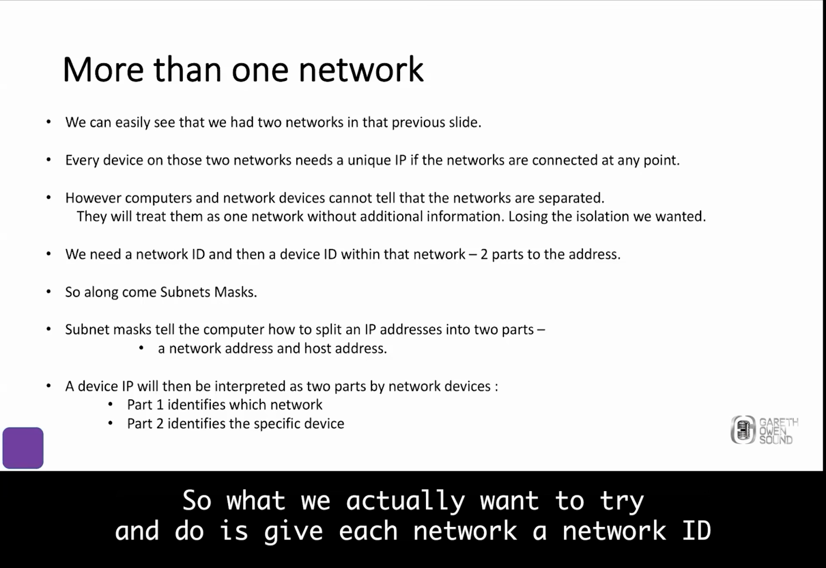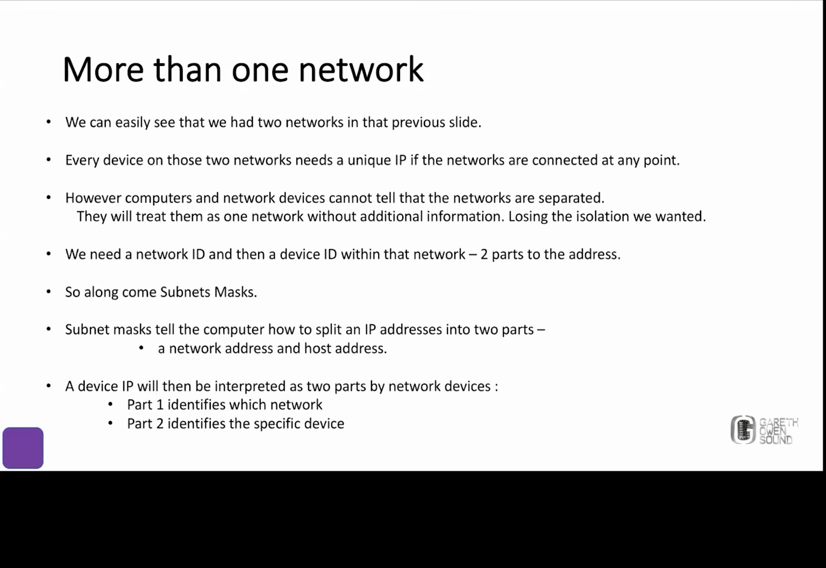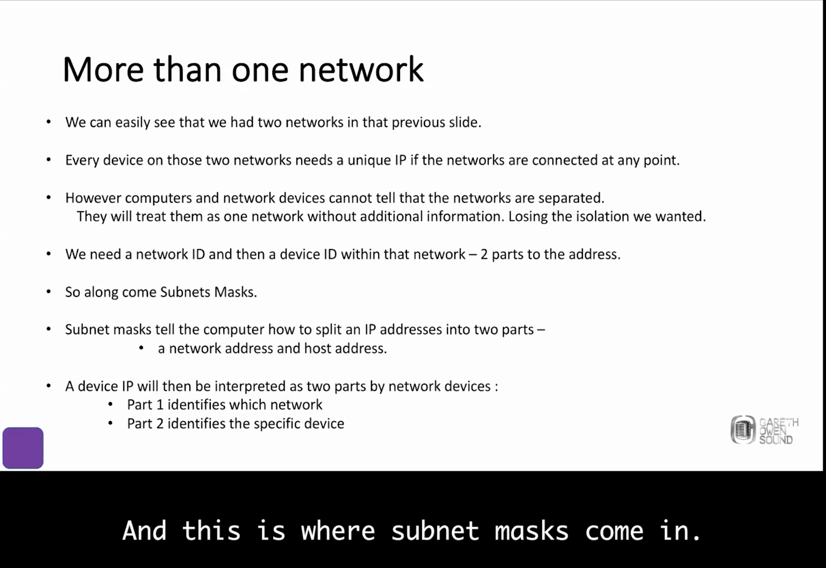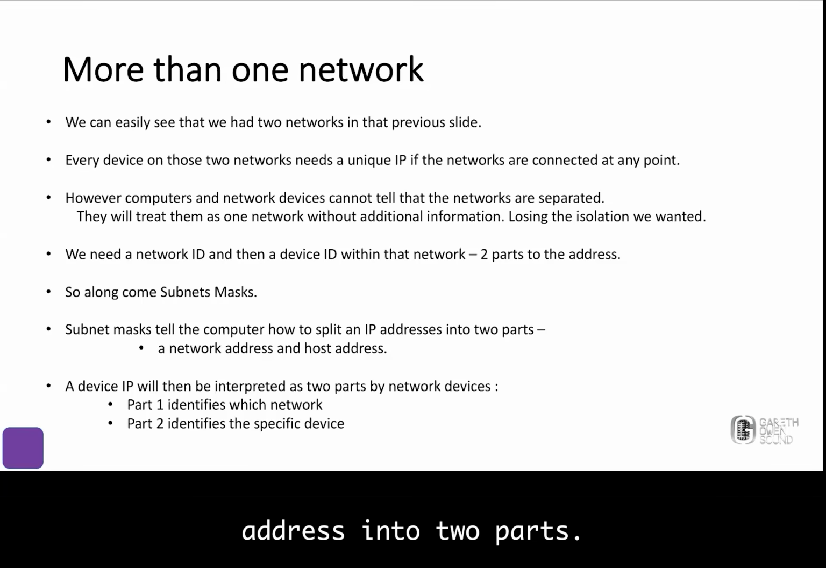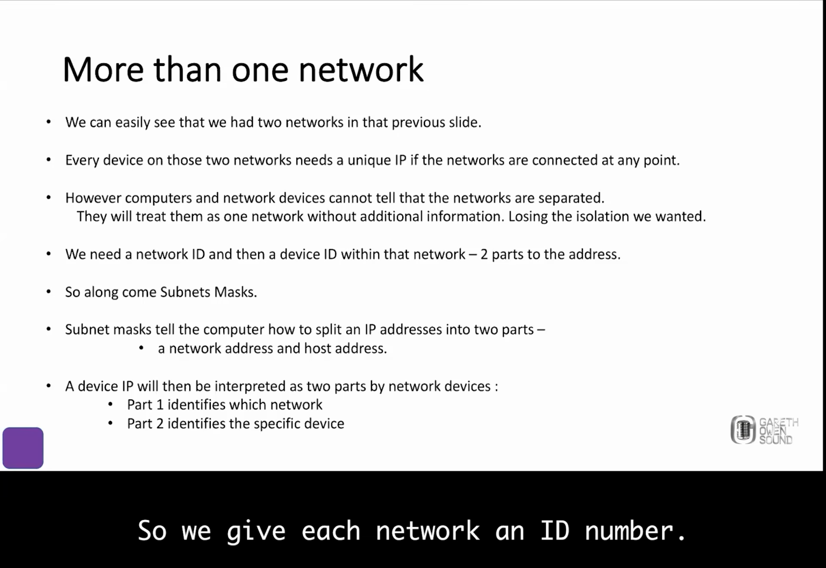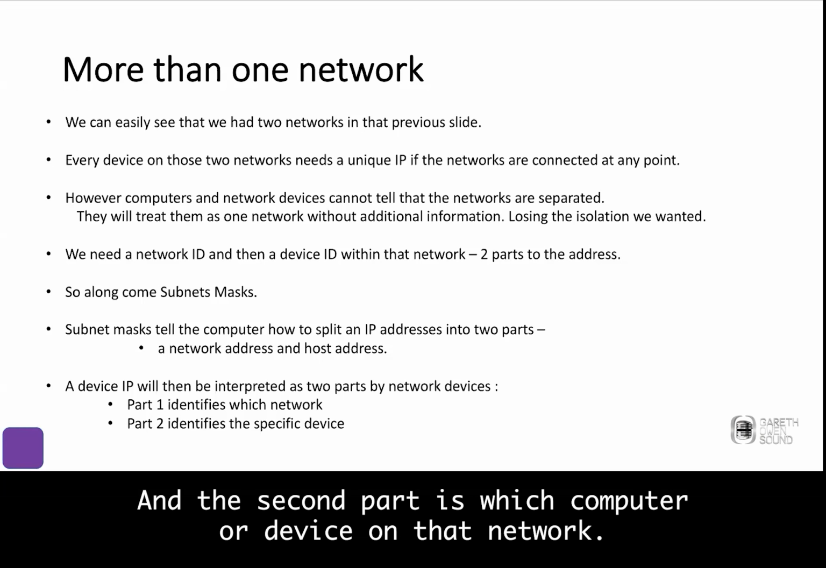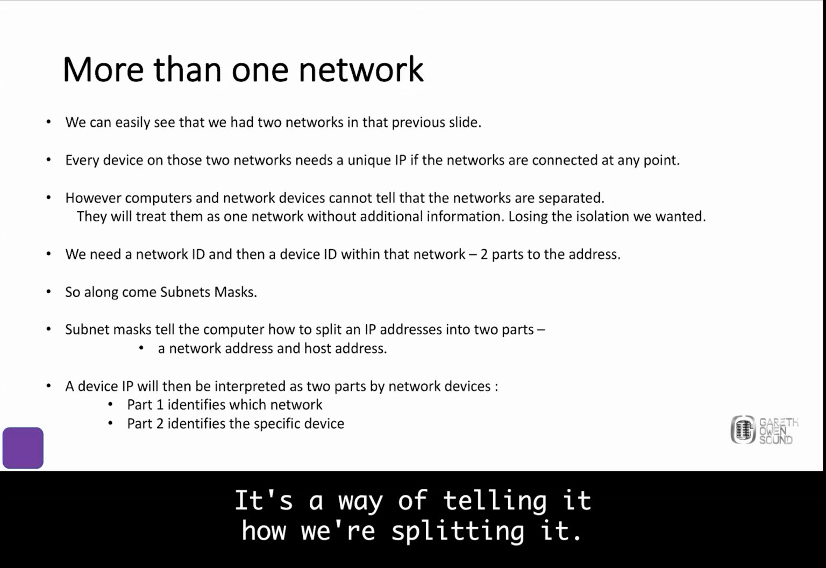So what we actually want to try and do is give each network a network ID and then a device ID within that network. And this is where subnet masks come in. A subnet mask tells the computer how to split an IP address into two parts. The first part tells us which network it is, so we give each network an ID number. And the second part is which computer or device on that network. It's a way of telling it how we're splitting it.